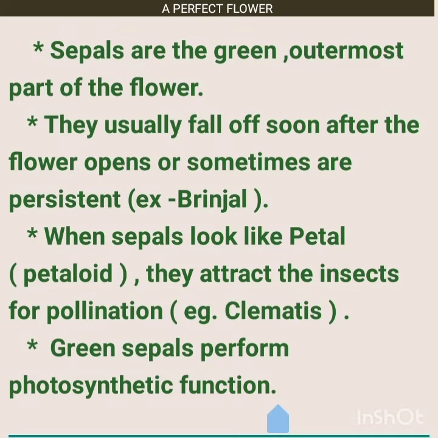When sepals look like petals, that means petaloid, they attract insects for pollination. Example, clematis. In the clematis plant, sepals become petaloid and attract insects for pollination. Green sepals perform a photosynthetic function. Sepals are generally green in color, so they perform a photosynthetic function.